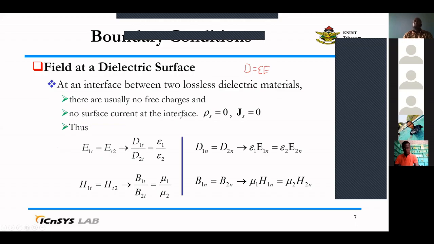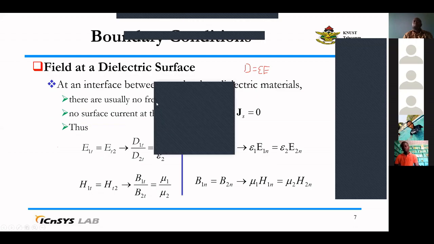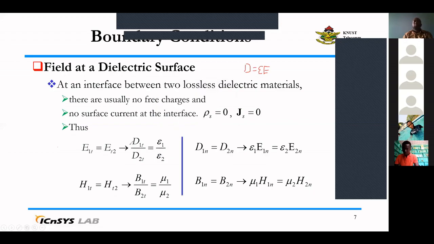Epsilon times E, if you remember that. So then we can say that E1 tangential will be what? D divided by epsilon. So E1 tangential is D1 tangential divided by epsilon 1, and then E2 tangential is D2 tangential divided by epsilon 2. So we can do D1 tangential divided by D2 tangential, and it will be epsilon 1 divided by epsilon 2.